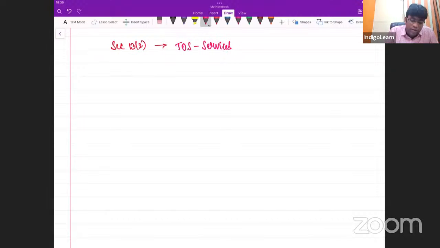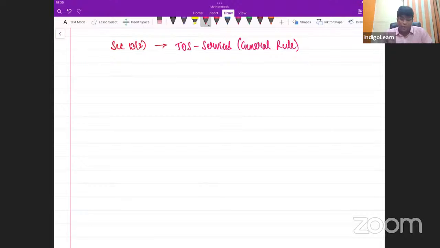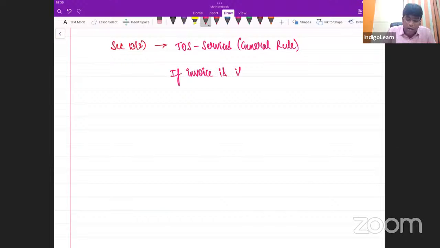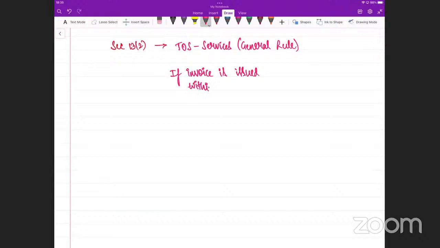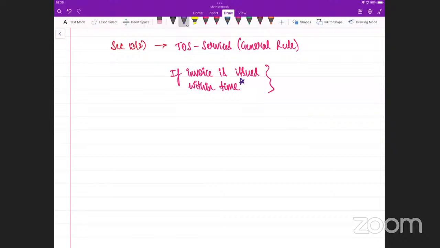Time of supply for services, general rule. What rule? General rule, where they told if invoice is issued within time. Now, quick question: what is time? If invoice is issued when? If invoice is issued within time. Now, what is that word, within time?